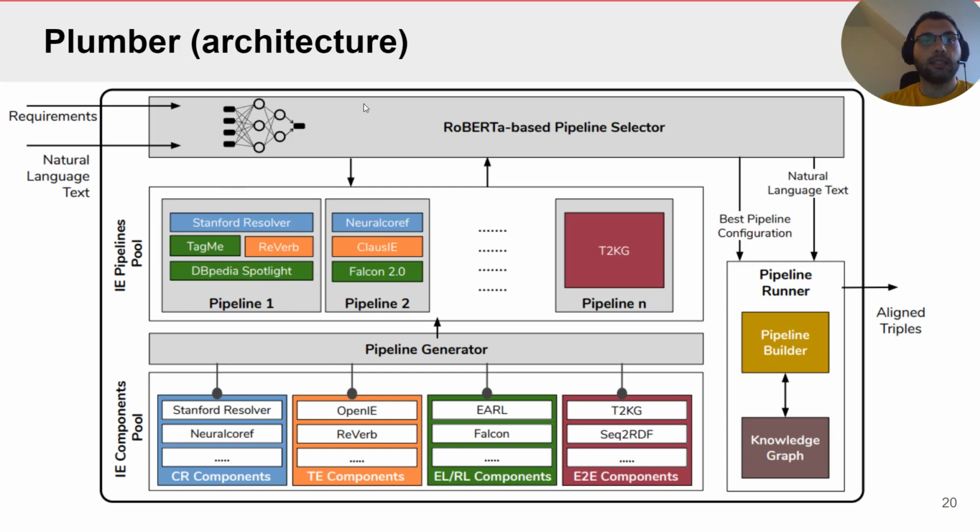On top of all of that, a selector module that employs a Roberta transformer model chooses a suitable pipeline depending on the input text and a set of requirements, such as the knowledge graph it needs to map to. Lastly, a pipeline runner module takes the input text and the suitable pipeline that was generated via the pipeline selector. It runs the pipeline and retrieves the set of results.